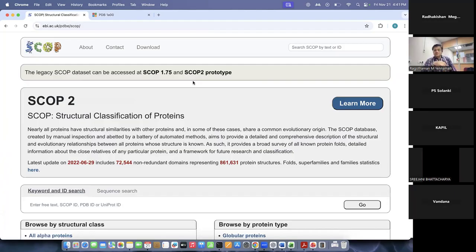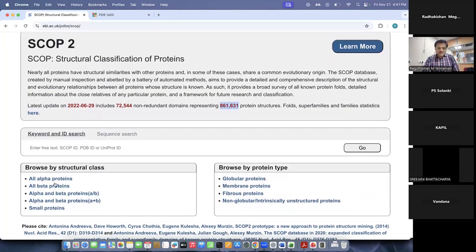As I said, since there is a human involved, you only have about 72,000 non-redundant domains representing 861 protein structures. This is way less than the 150 million that CATH has. The reason is CATH is completely automated, whereas in SCOP, you have a tool, I forget the name, that assigns the domains, and based on the domains, a human then curates which particular fold it belongs to.